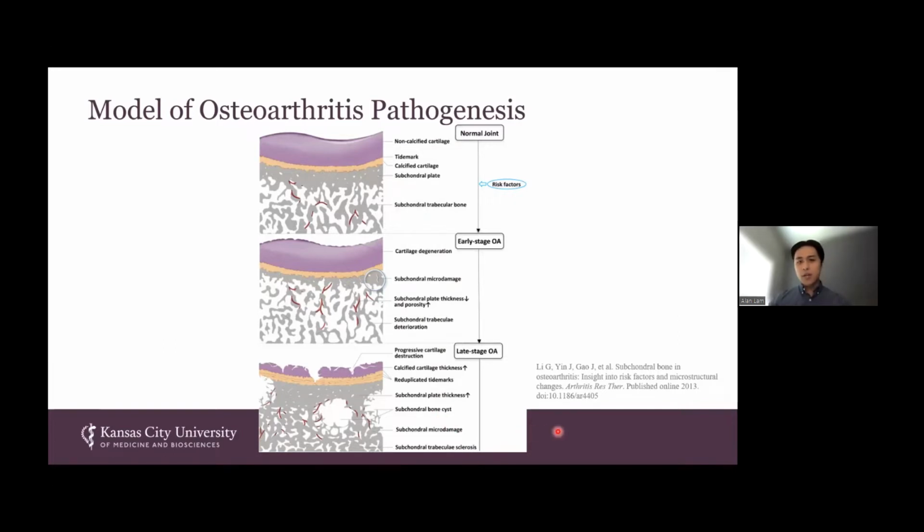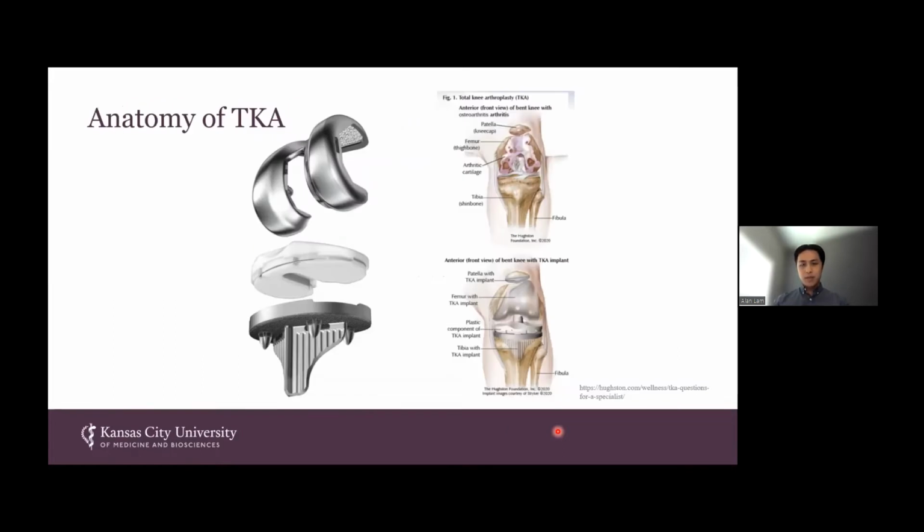So now that we've gone over the problem, osteoarthritis, I want to talk about the solution. That brings us back to total knee replacement. And this is a quick anatomy of what a total knee replacement looks like. This is actually the specific design we'll be talking about today. It's called a Stryker Triathlon Titanium Knee System.